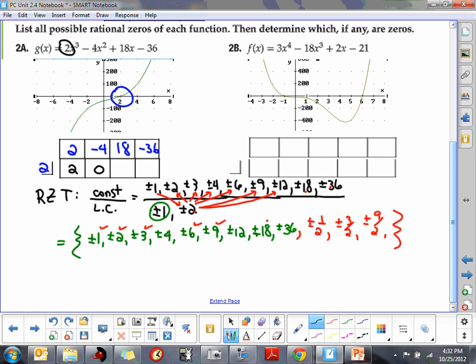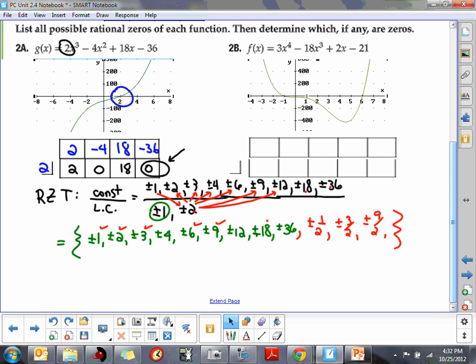2 times 0 is 0. 0 plus 18 is 18. 2 times 18 is 36. 36 and a negative 36 is 0. So this is confirmation that what our graph is showing us is actually true, that we do have a factor or a rational zero at 2.